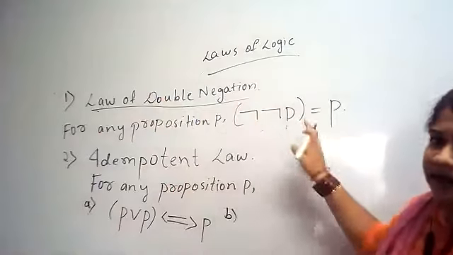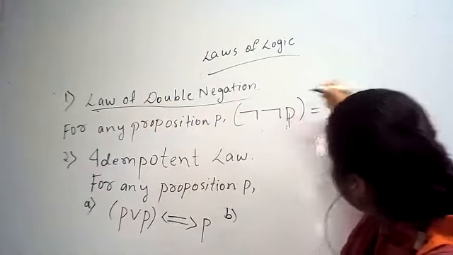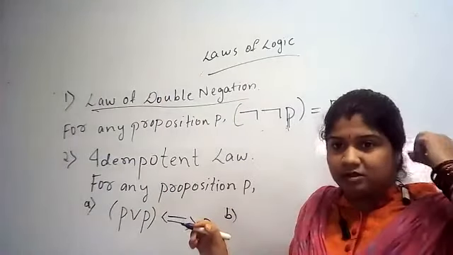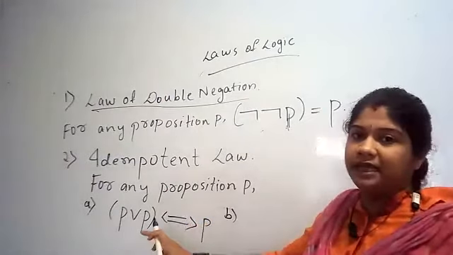First law, directly negation of negation P is equal to P. Whereas from the second law, they give A and B.